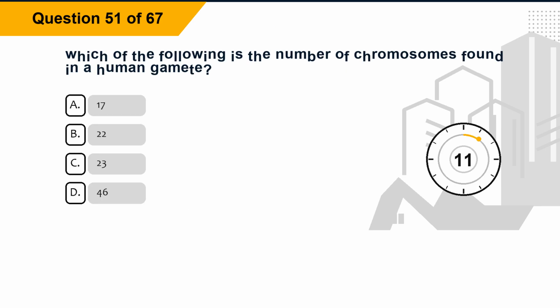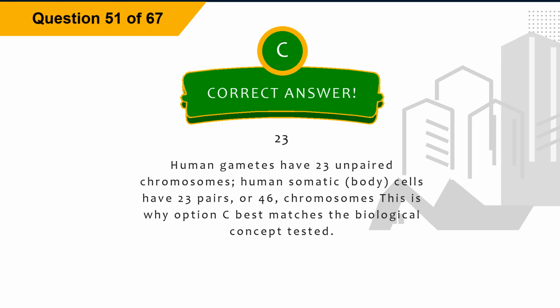Question 51. Which of the following is the number of chromosomes found in a human gamete? Option A, 17. Option B, 22. Option C, 23. Option D, 46. The correct answer is option C, 23. Explanation. Human gametes have 23 unpaired chromosomes. Human somatic body cells have 23 pairs, or 46, chromosomes. This is why option C best matches the biological concept tested.